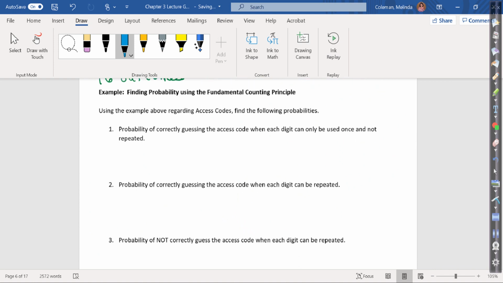All right, last question. Using the example regarding access codes from above, find the following probabilities. So we're going back to the access code problem that we did, which if you remember at the beginning of the lesson, those were what we called slot problems. The first one says, find the probability of correctly guessing the access code when each digit can be used only once and not repeated.